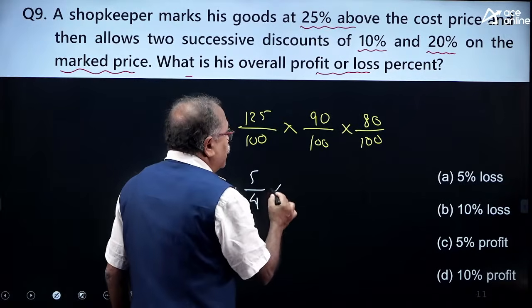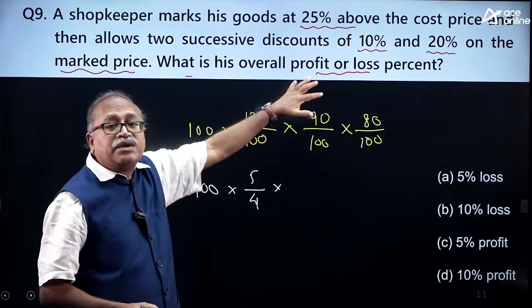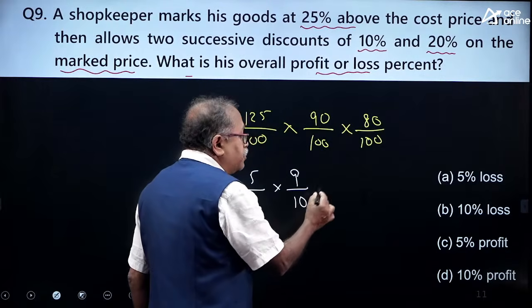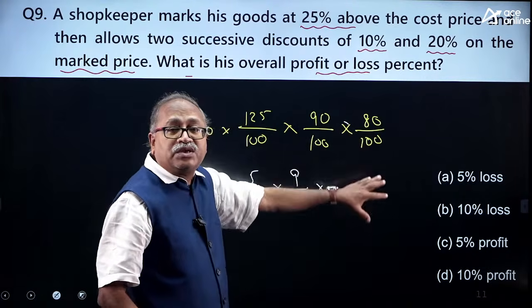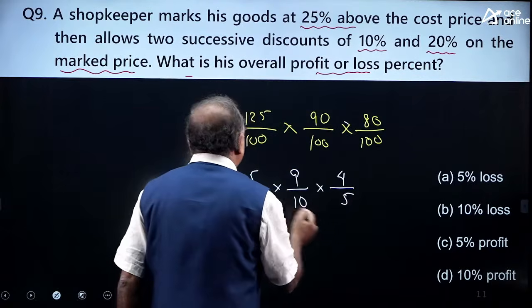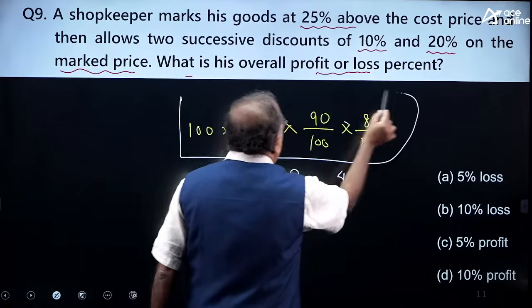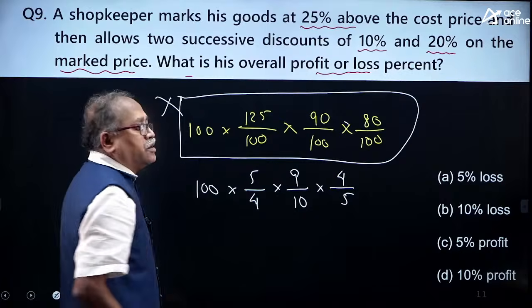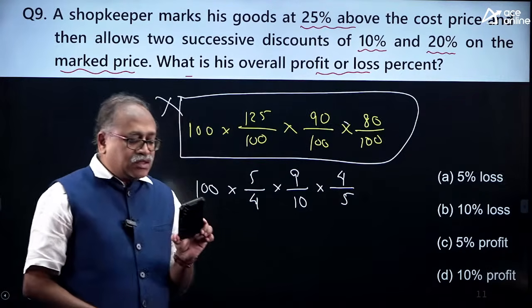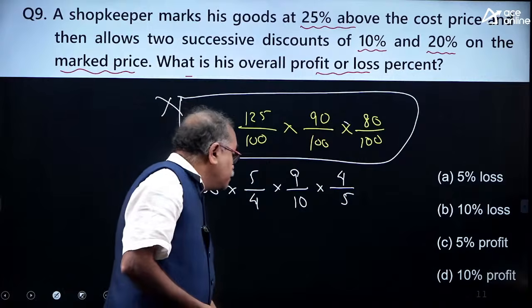5 by 4. And I know 10% decrease, 90%, 9 by 10. And 20% decrease over here, 80%, 4 by 5. So, this is how it has to be written. Please don't write all this stuff. Make a small mental calculation. And anyone answer the question? No. Okay.